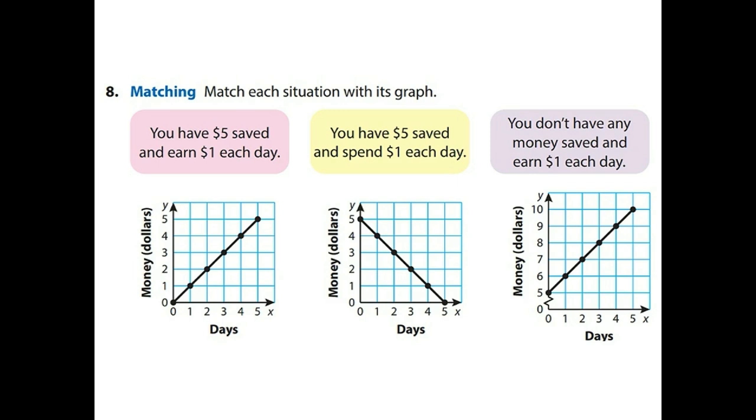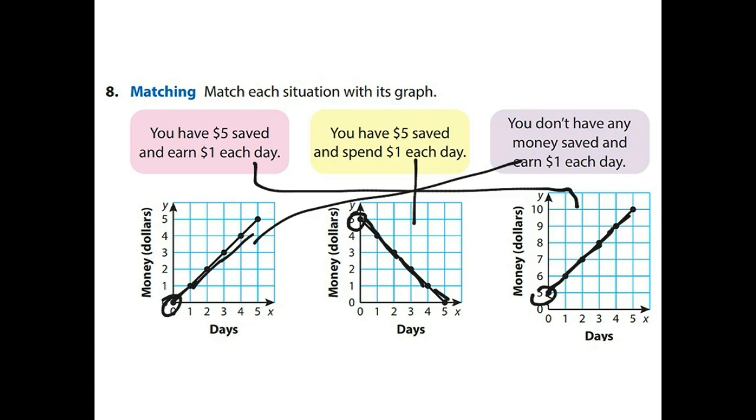Alright, you saved $5 and earn $1 each day. So you saved $5, earned $1 each day. See how it's going up? So it's this one. You saved $5 and spend $1 each day, sorry. So you have $5 and then you spend. See how it's going down? There you go. You don't have any money, so it's 0, and you saved $1 each day. See how it's going up there? Alrighty, hopefully a lot of you got Jolly Ranchers on that.